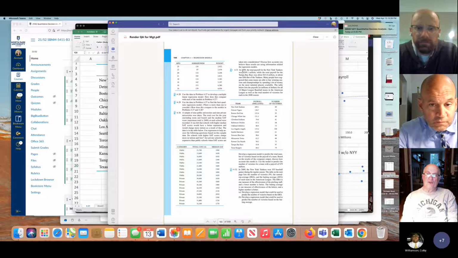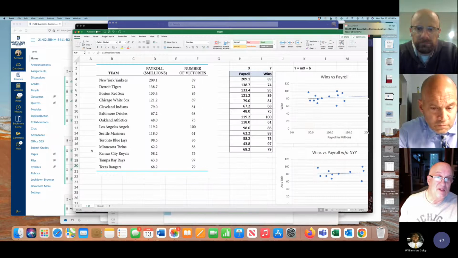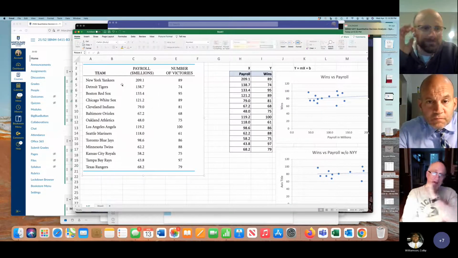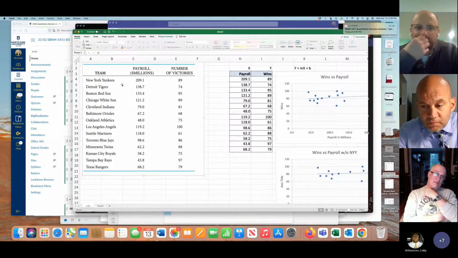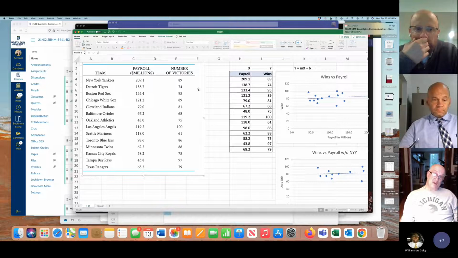I found this problem 431. In 2008, the total payroll for the Yankees, blah, blah, blah. I didn't care about it. I just wanted the data. You can read the blah, blah later. It's problem 431. So I took a picture of that data and put it here. Because it's a picture, I can't do anything with the numbers, right? The numbers aren't in Excel.